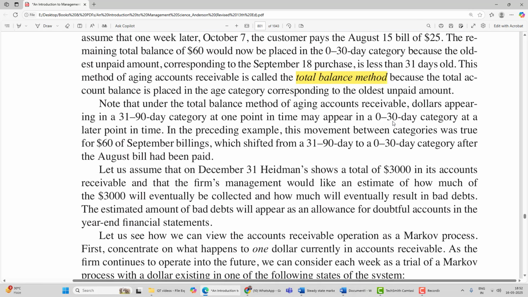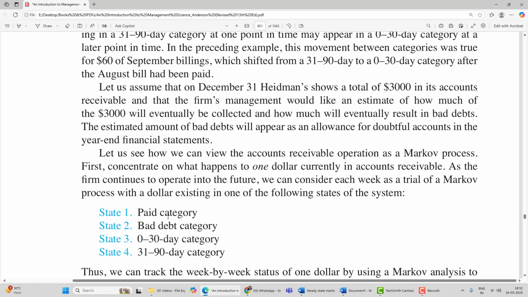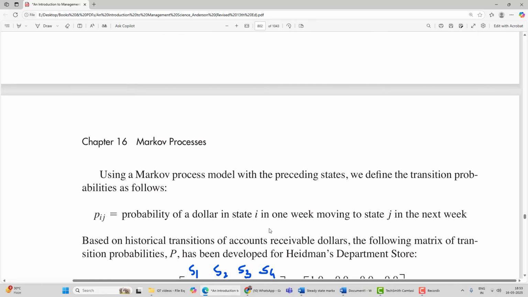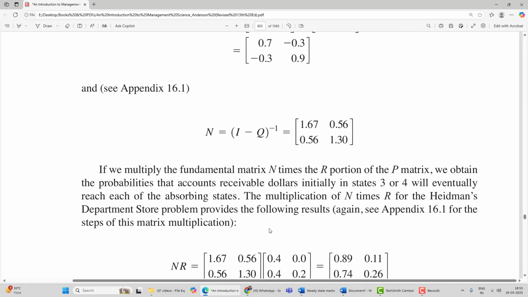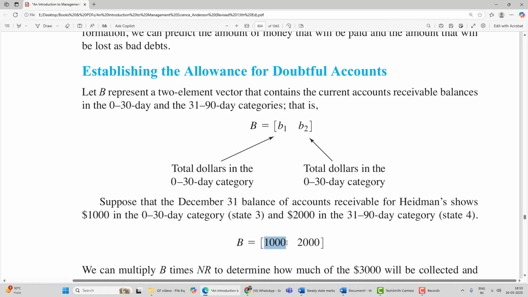Right. In this situation, our example starts here. Let us assume that on 31st December, the current balance of this account receivable is $3,000, and this $3,000 is either in the 0 to 30 days category or the 31 to 90 days category. Yes, so right now they have $1,000 in the 0 to 30 days category. This left side shows the 0 to 30 days category, and $2,000 are in the other. So the whole thing is given here, that this is how the current status is, right?